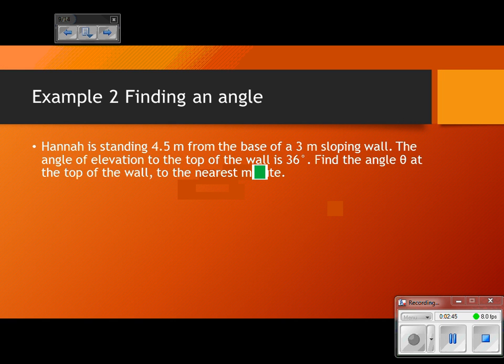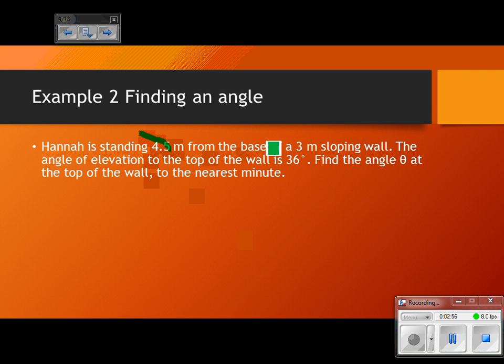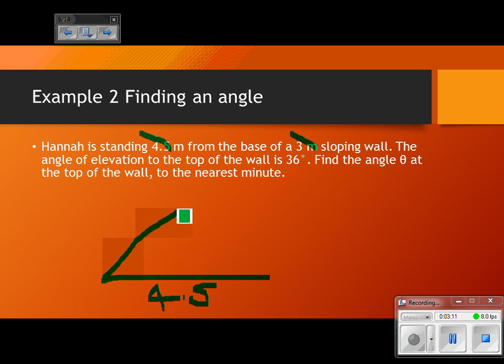Now, in this case, however, we're going to find an angle. So that means we're going to use the other formula. So here's our picture. Draw a big diagram. The base is 4.5 metres. From the base of a 3 metre sloping wall, the angle of elevation to the top is 36 degrees. So, here's the base, there's our 4.5, and we've got a sloping wall of 3 metres. Presumably it connects up in a triangle, and we've got our angle here of 36 degrees.